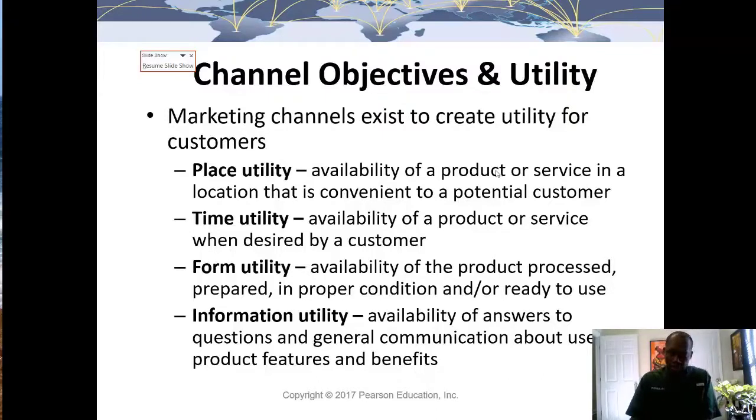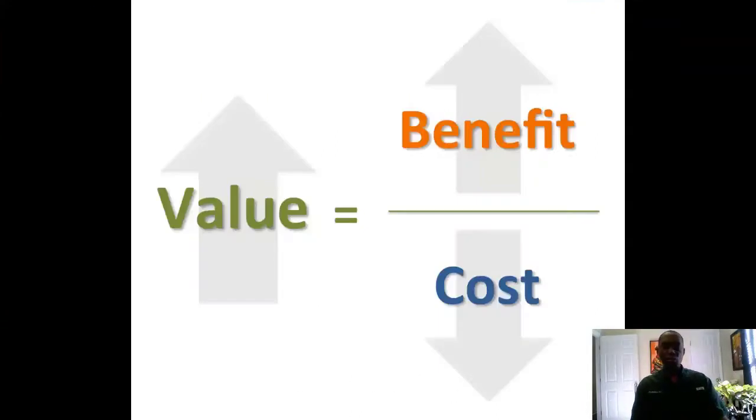So if you remember in the very first chapter, if I can go back to the first chapter, there was a formula that was talking about value. And what is value? Well, they say, if you look at page 5, it says value equals benefits over price.